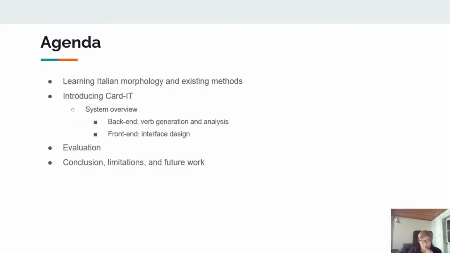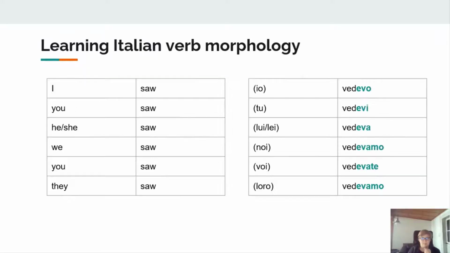We will start by looking at Italian verb morphology and how existing methods support learners in acquiring it. Afterwards, we introduce our Carded language learning tool, first its backend and how the tool is capable of generating and analyzing verbs, and then its front end with the user interface and the system design. After that, we present some evaluation results and finish off with a conclusion, limitations, and future work. So let's dive right in.